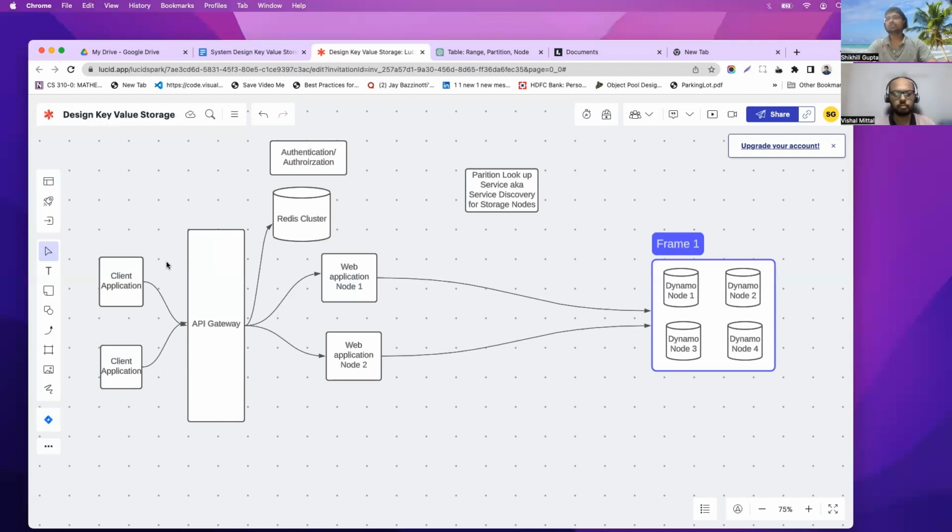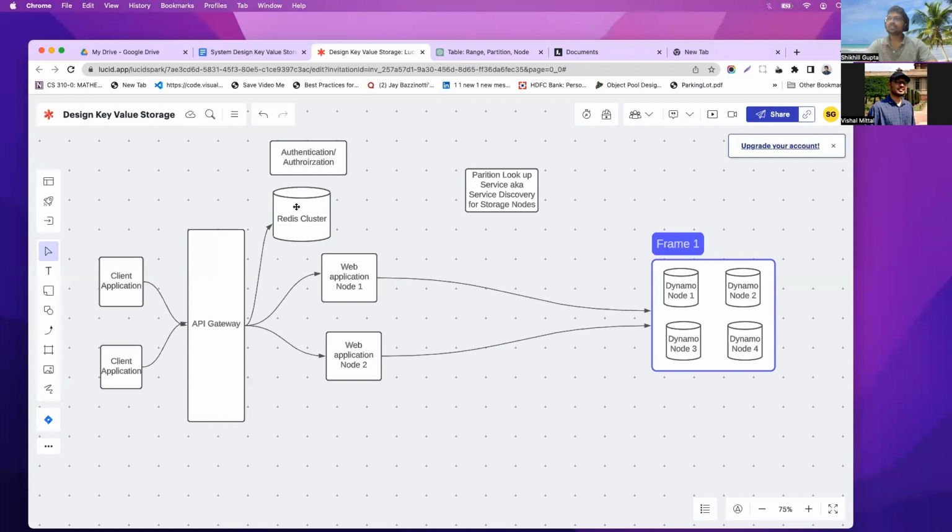The client application would make an API call. It will land in the API gateway. At the API gateway, we can use a Redis cluster for the highly accessed data. Let's say there is some key value data that is being accessed very frequently. We can store that set of highly accessed keys in the Redis cluster.